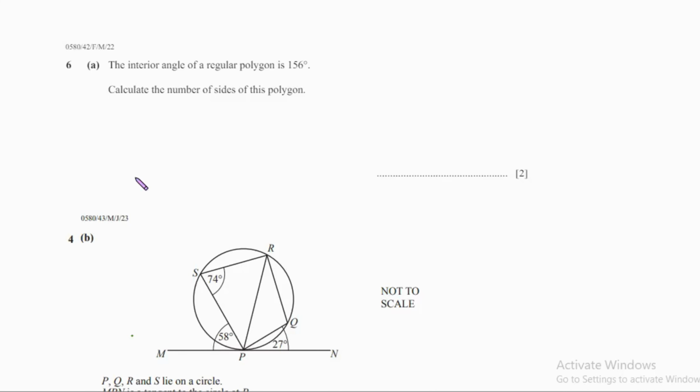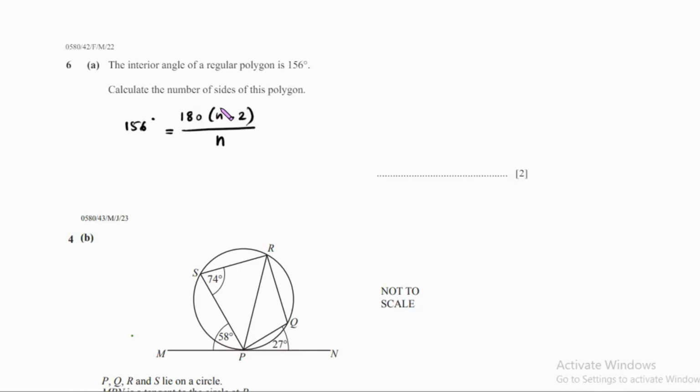To calculate the value of one interior angle, we will use the angle sum of a polygon. So this formula should be divided by the number of sides. This will give us the value of one interior angle in a regular polygon. Now we know the value of one interior angle in a regular polygon, which is 156. We need to solve this and find what n is.